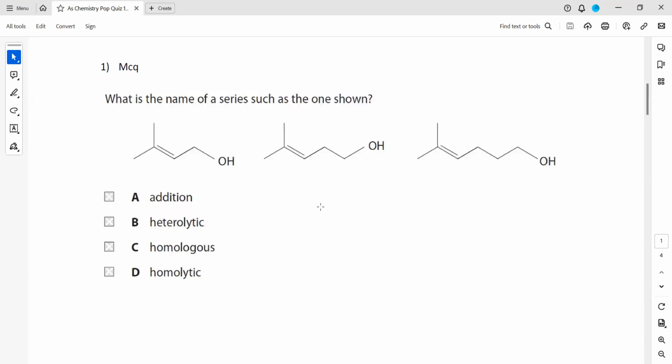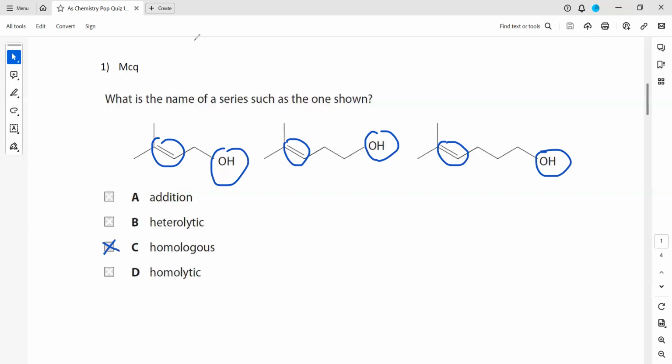So basically, what we have to do is identify the series which is representing that they have the same functional group. You can see all of them have OH and all of them have a carbon-carbon double bond. So when we have OH and a carbon-carbon double bond, we have the same functional groups and a certain general formula for that series. What we call that series, we call that a homologous series.